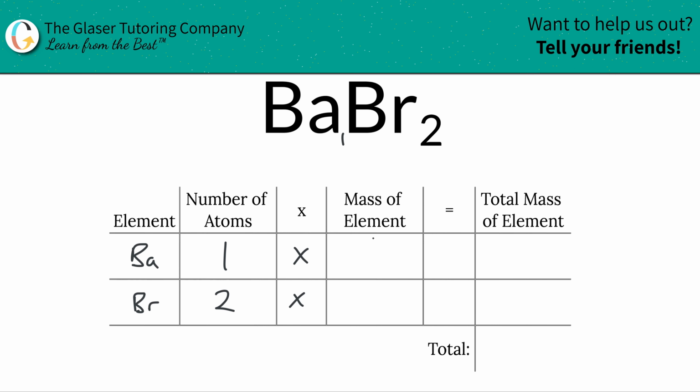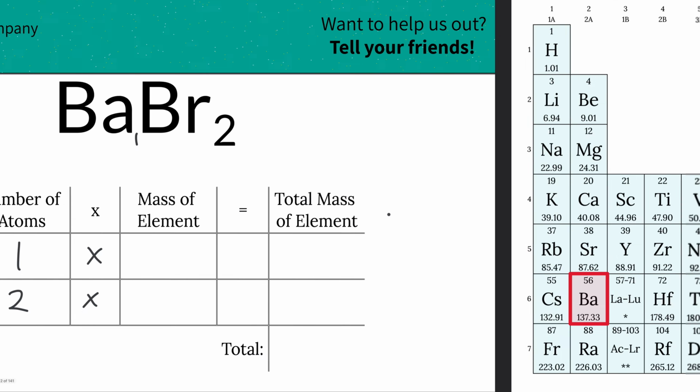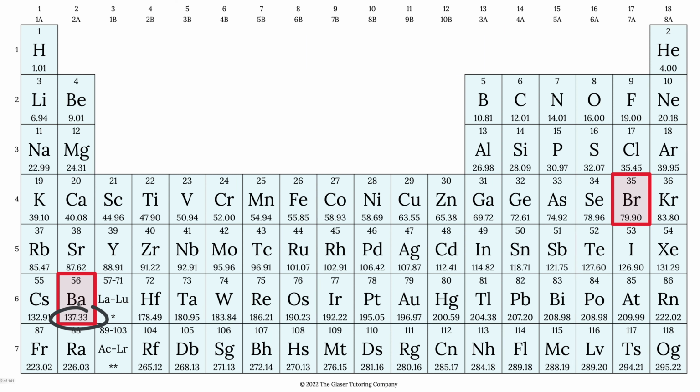Next, we're going to take those number of atoms and multiply it by the mass of each particular element. Now, this is where the periodic table comes into play. This is where we find the masses. So let's take a look. These masses here at the bottom of barium, 137.33, and bromine, 79.90, represent either grams per mole if you're finding molar mass, or AMU if you're finding molecular mass.